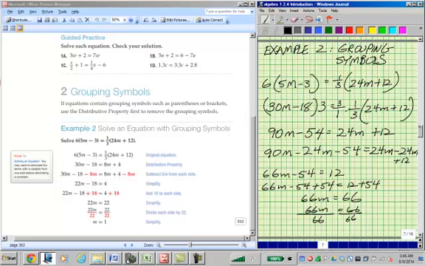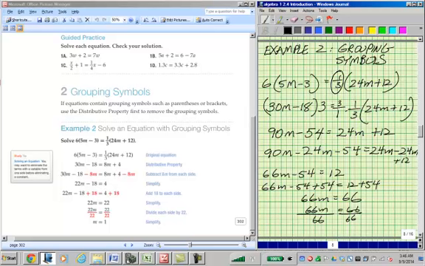So now we have 90m minus 54 equals 24m plus 12. Subtract 24m from both sides. Add 54 to both sides. We get 66m equals 66. M equals 1. And it's quite easy to check.